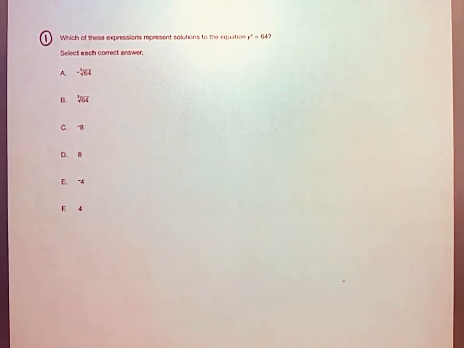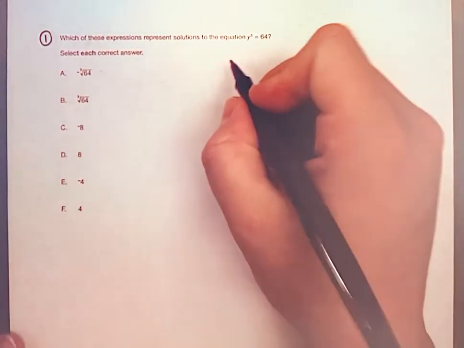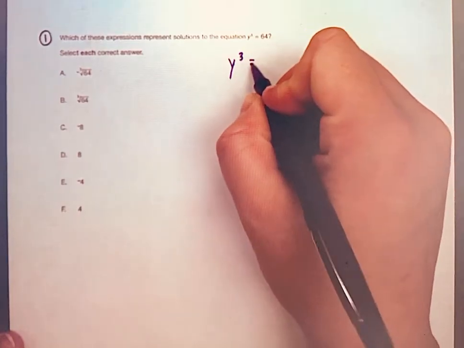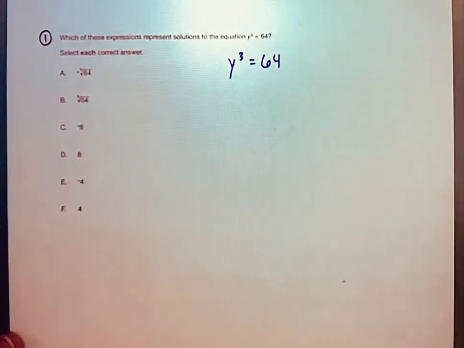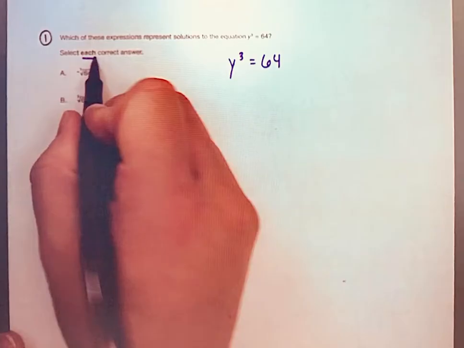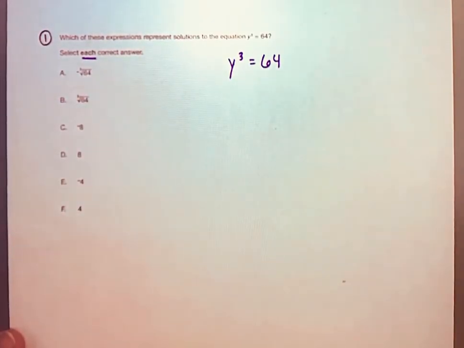The first one says, which of these expressions represent solution to the equation y to the third equals 64? Now I know that's hard to see, so I'm going to rewrite it. It's y to the third equals 64. It says select each correct answer, and we know when it says select each correct answer that we're going to select more than one. So the first thing that we have to do here is figure out how to solve y to the third equals 64.